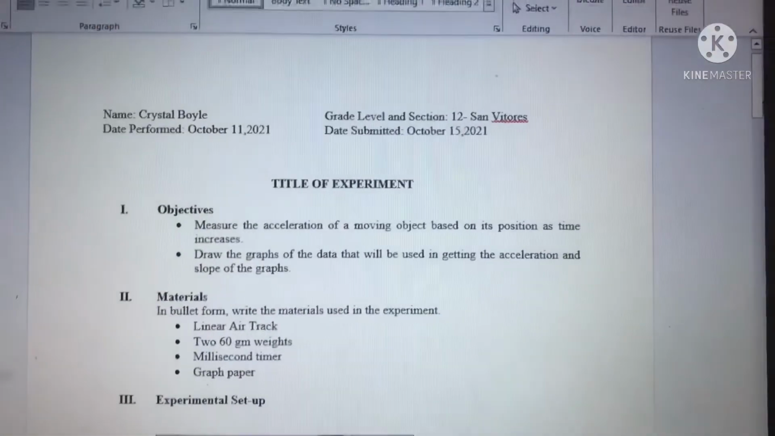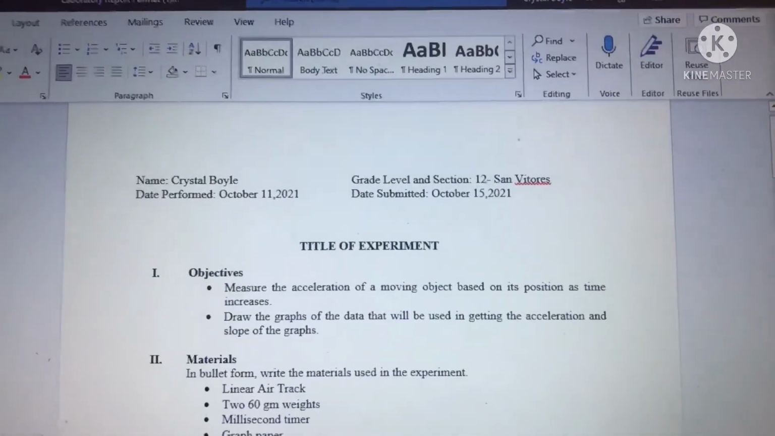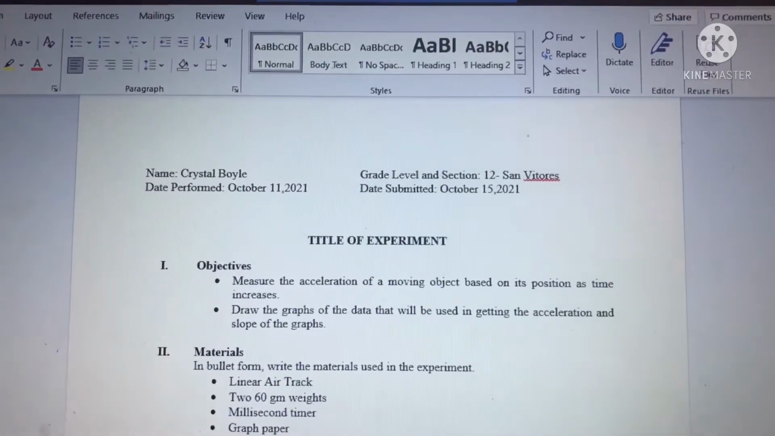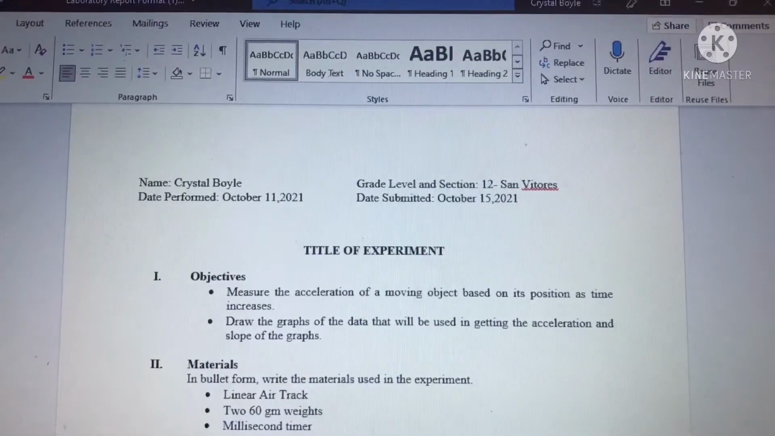Greetings, I am Crystal Boyle and I will be doing the lab at home experiment, which is the no speed acceleration. For the objectives, we are going to measure the acceleration of a moving object based on its position as time increases. Second, we are going to draw the graphs of the data that will be used in getting the acceleration and slope of the graphs.